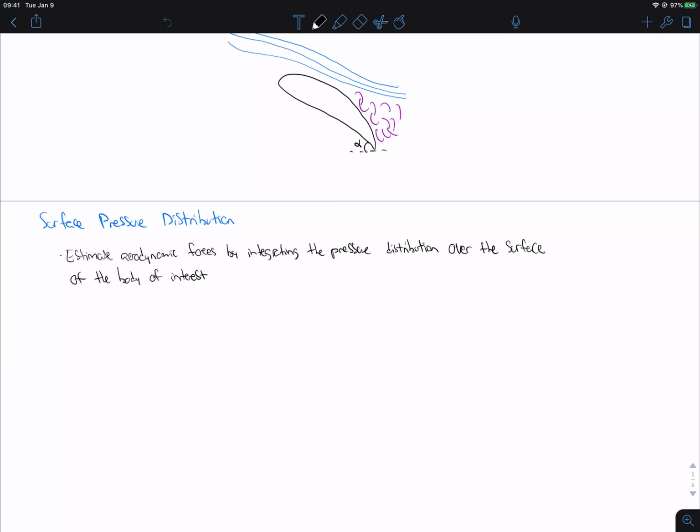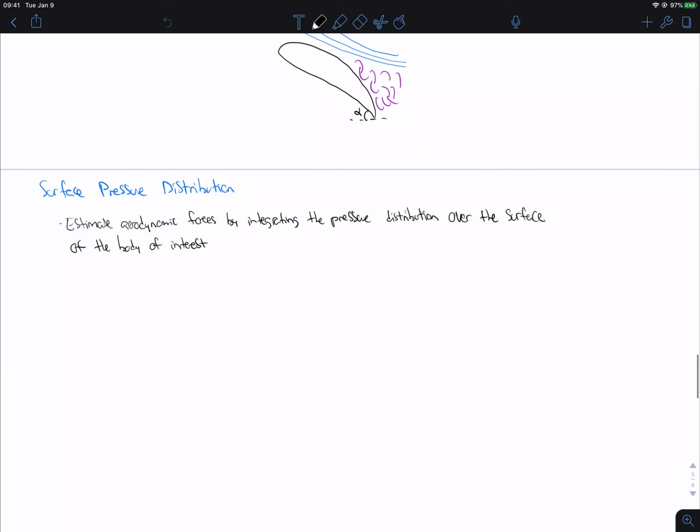If you remember earlier in this lecture, we talked about how we could find aerodynamic forces by integrating the pressure distribution over the surface of a body of interest. For example, if we knew the pressure distribution on the surface of an object and the shear stress, then we could integrate those, and then we could find the lift and the drag force that way. In the case of our lab, we're going to express this pressure distribution in terms of the pressure coefficient.